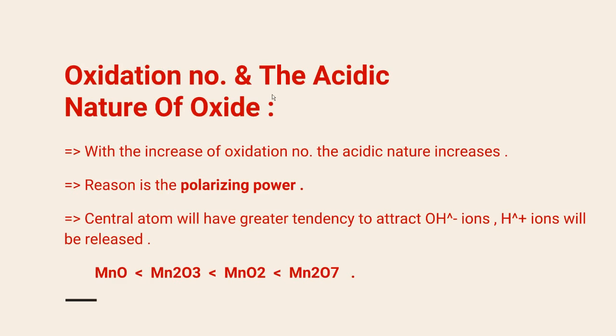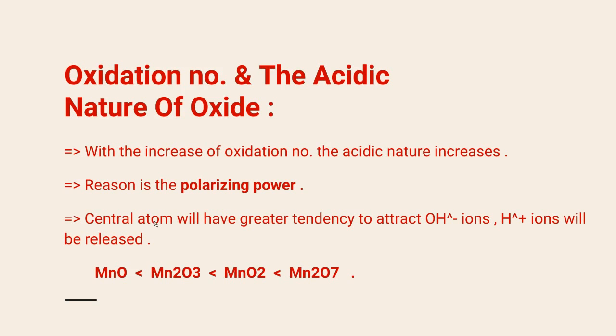Now the question is, how does the acidic nature of oxide change with the increase of the oxidation number of the central atom? Students, you should know that when the oxidation number of the central atom increases, the oxides become more and more acidic in nature. The reason is the polarizing power of the cation, that is, its ability to distort the electron cloud of the anion.